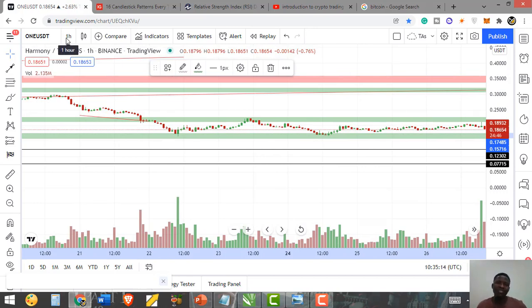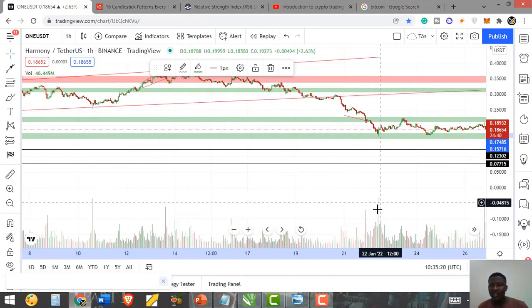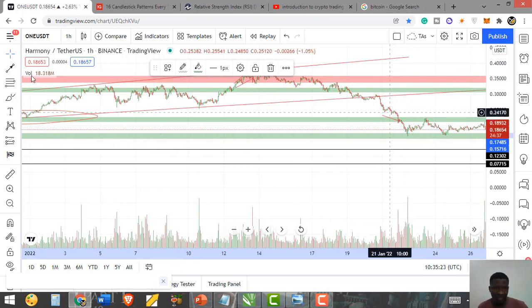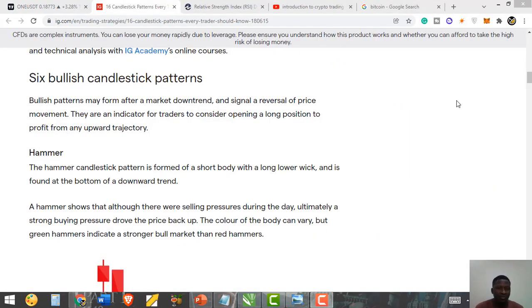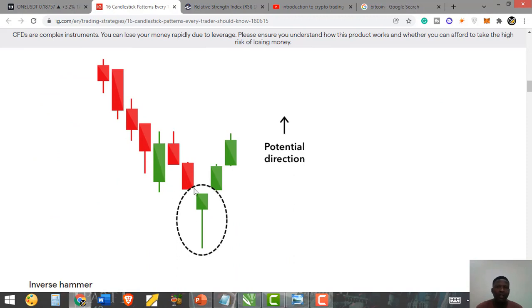So you can use different time frames in analyzing the market so as to have a clearer perspective on the activities of traders within a given time frame. You can also consider some bullish candlestick patterns. We have the hammer, which is represented here, and the potential direction is up.